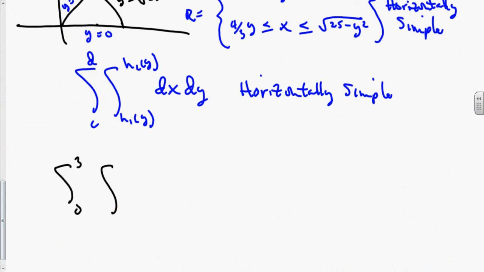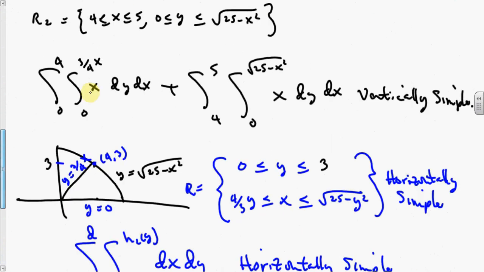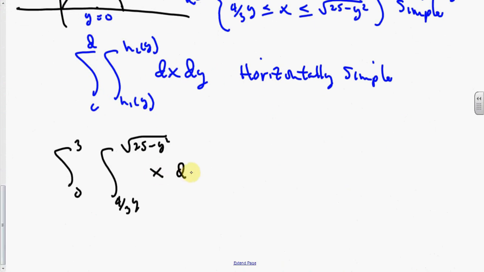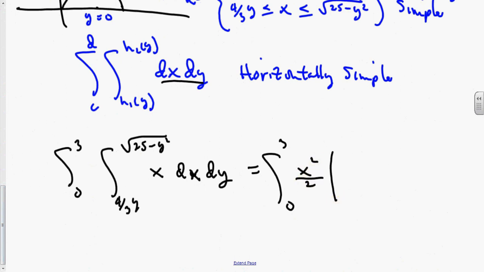And then below, we said that we had 4/3 y, and above the square root of 25 minus y squared. And I think this guy was given as x. So this is x dx dy for horizontally simple. So the integral from 0 to 3, this becomes x squared over 2, evaluated from 4/3 y to the square root of 25 minus y squared, and dy over there.